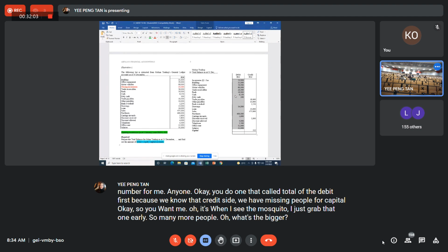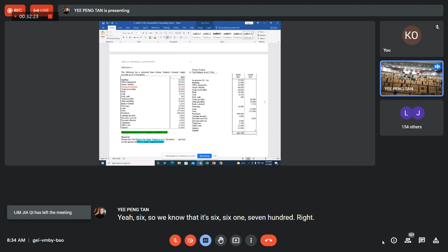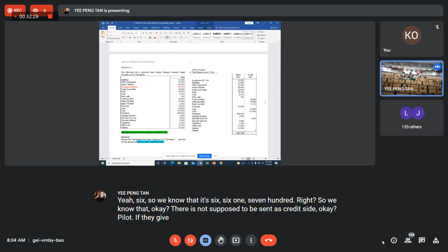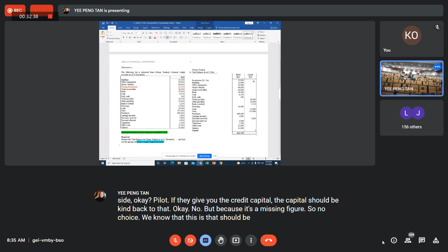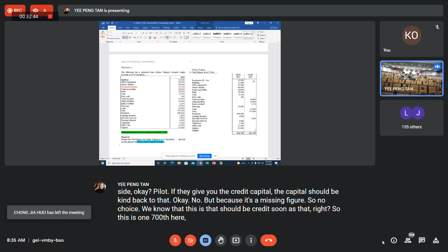Oh, what's the figure? 661,700. Very good. So we know that it's 661,700, right? So debit side is supposed to be the same as credit side. If they give you the credit capital, the capital should tie back to that. But because capital is a missing figure, no choice. We know the debit side should be the same as the credit side, so we also put 661,700 here, and then we go backward and find out.